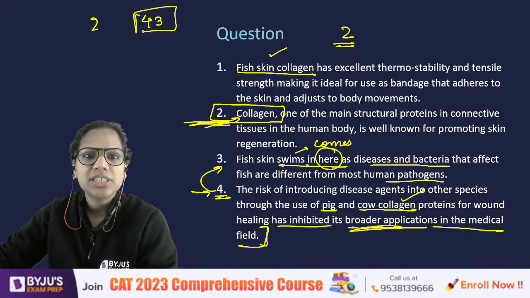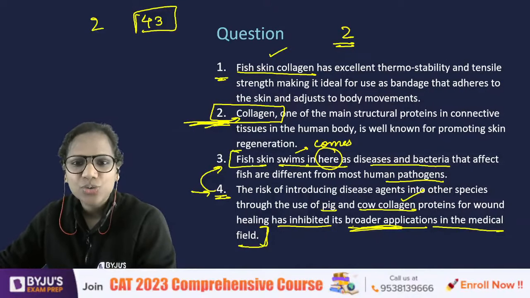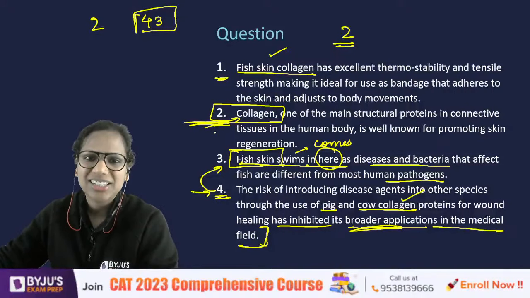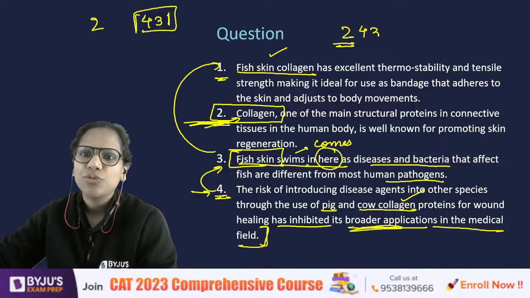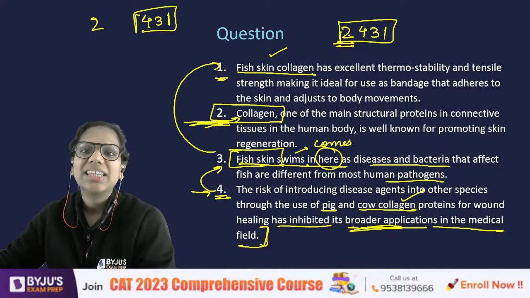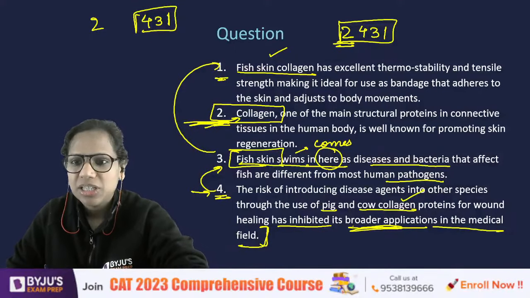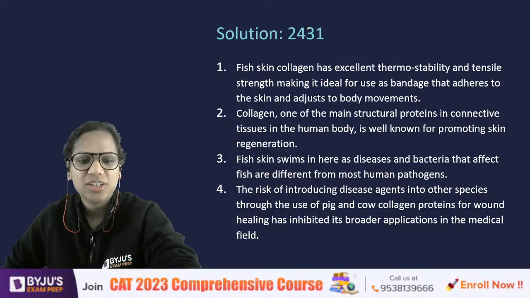Okay, 2 is the opening sentence. I just have to decide where 1 should come. So this is where I introduce that, okay, fish skin can help me here. So first I'll talk about fish skin, then I'll talk about fish skin collagen. So 2, 4, 3, 1. That is going to be the sequence here. Did anybody make this? Okay. So this is the sequence here, 2, 4, 3, 1.